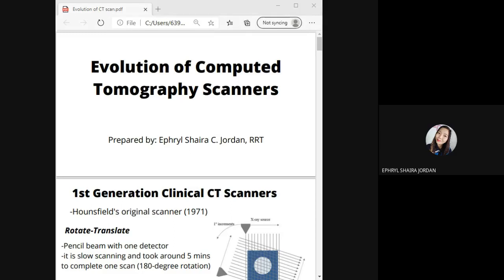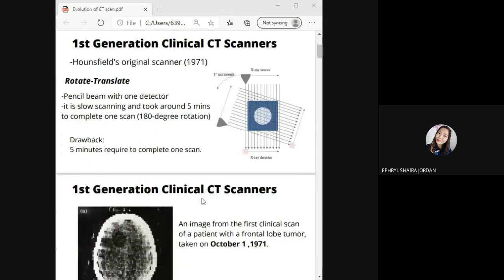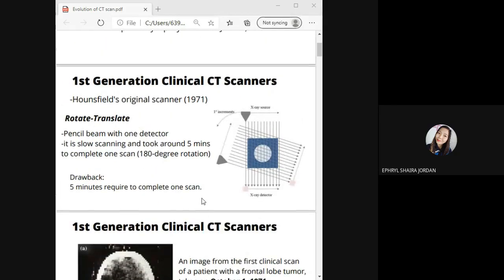For this video, we are going to discuss the evolution of computed tomography scanners. We are going to discuss one by one the different generations of CT scan, and we are going to know how they function, what are their advantages and disadvantages. We will start with the first generation clinical CT scan.